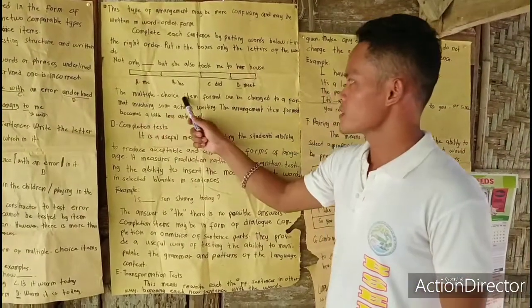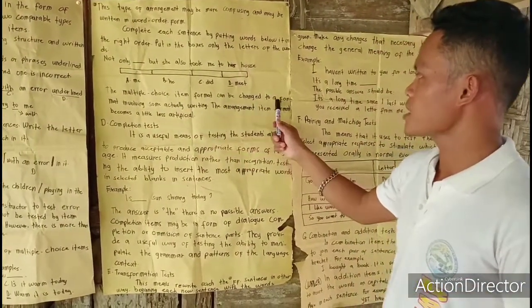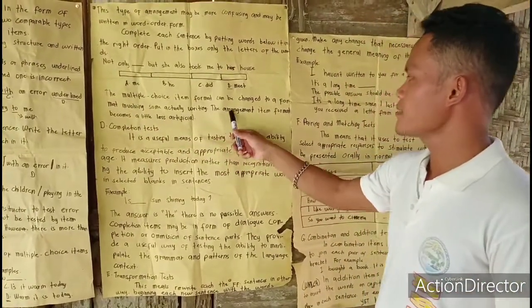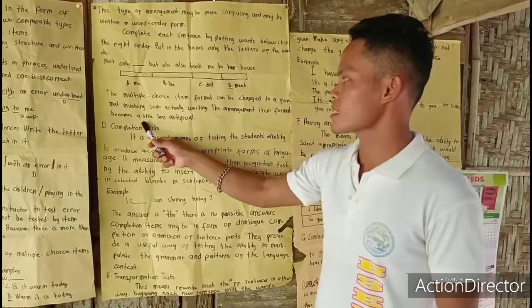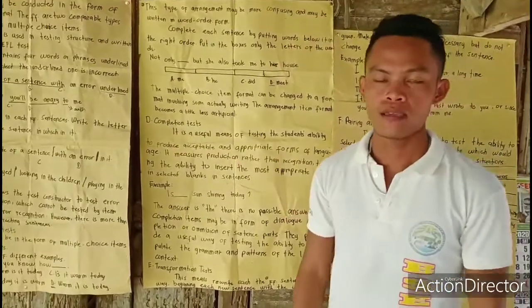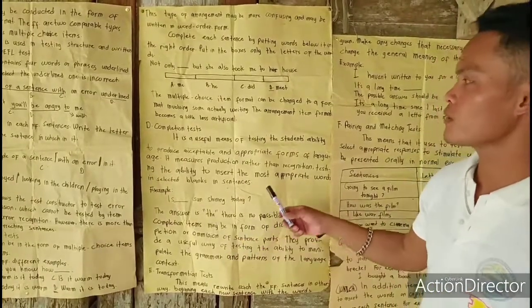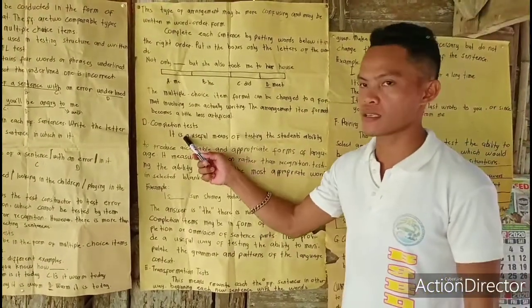The multiple choice item format can be changed to a format involving some actual writing. The arrangement item format becomes a little less artificial. Okay, those are the steps in making a rearrangement test. So let's proceed to the completion test.